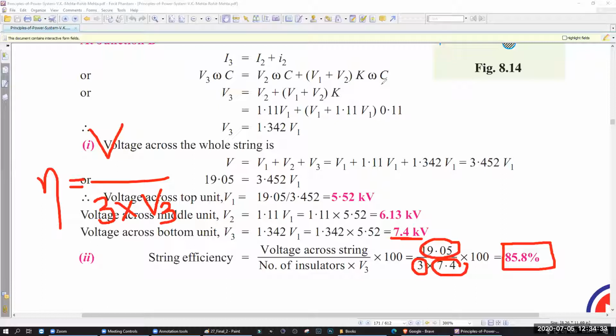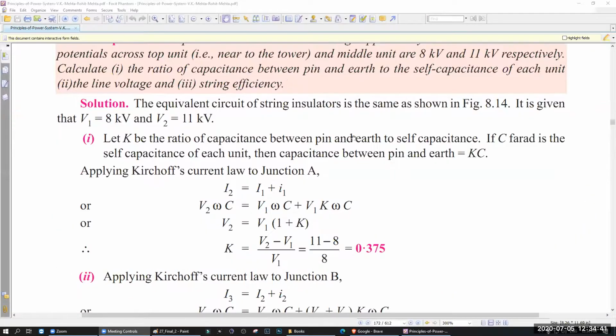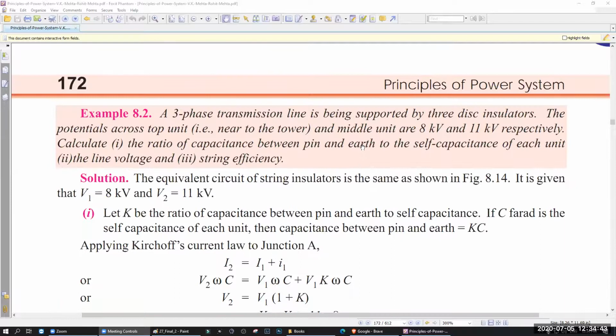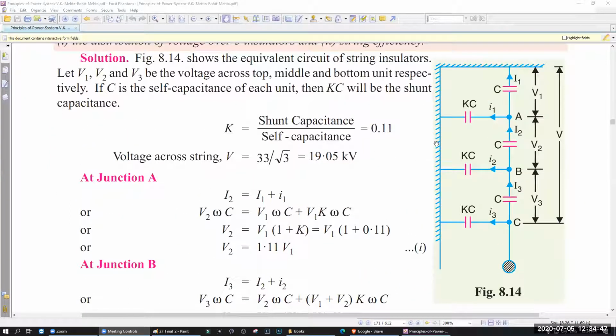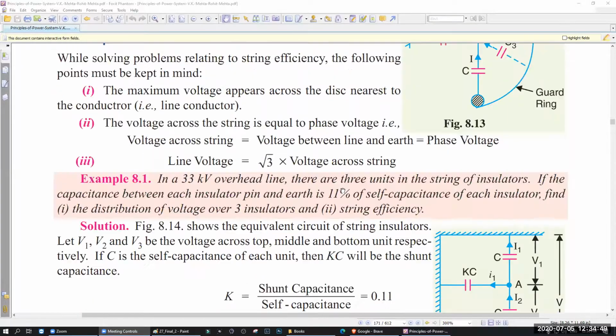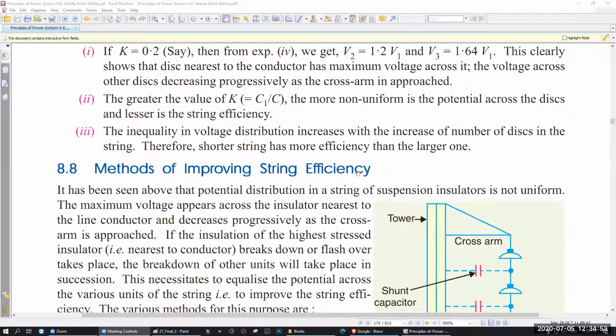Yes. Okay, that will be harmful for your string. So we need to improve it. Okay, let's see another math. Okay, one more thing. Sir, how can we improve? Okay. We have one very big topic, improving the string efficiency. We haven't done it yet. We will do it after the math.